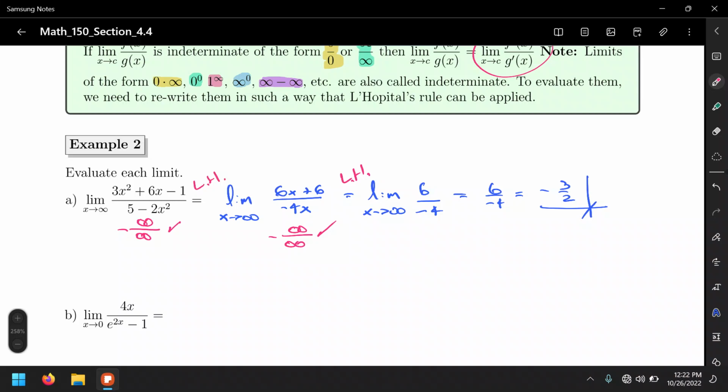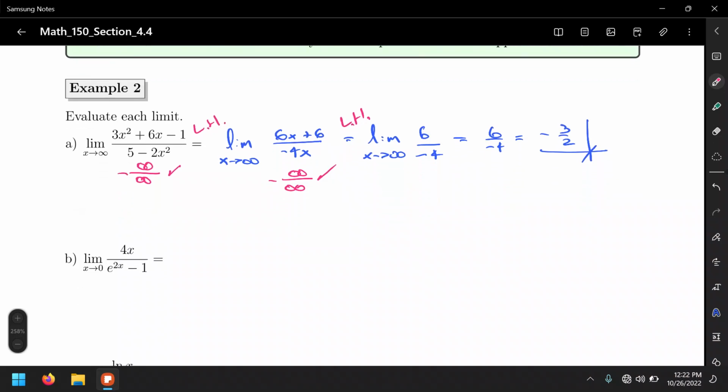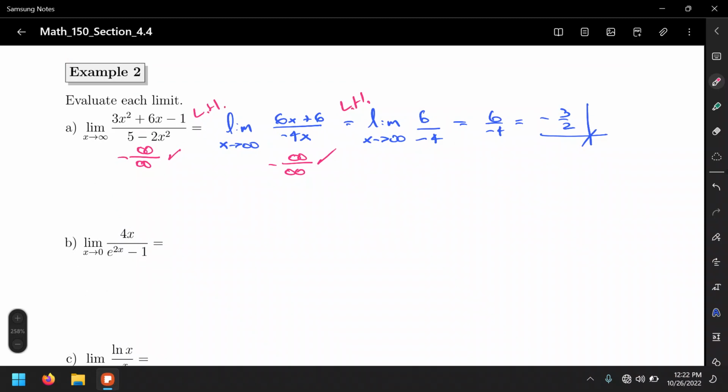3 over negative 2, right? Which is negative 3/2. All right, let's have a look at letter B. So what do we have? Letter B, limit of 4x over the quantity e to the 2x minus 1 as x approaches 0. So number 1, 4 times 0, isn't it a 0? And e to the 2 times 0, which is 0, e to the 0 is 1, minus 1, which is 0 over 0.